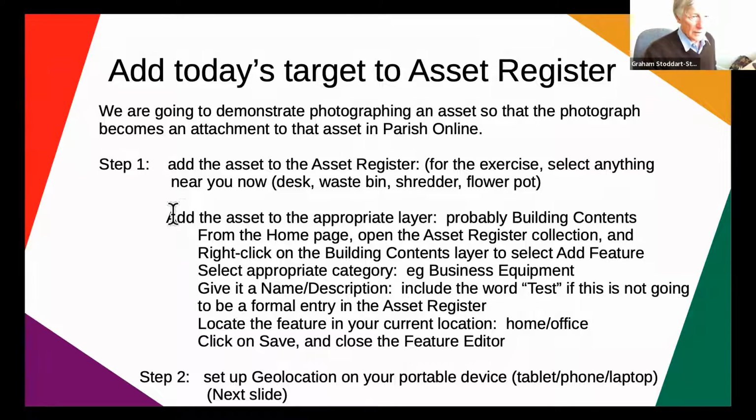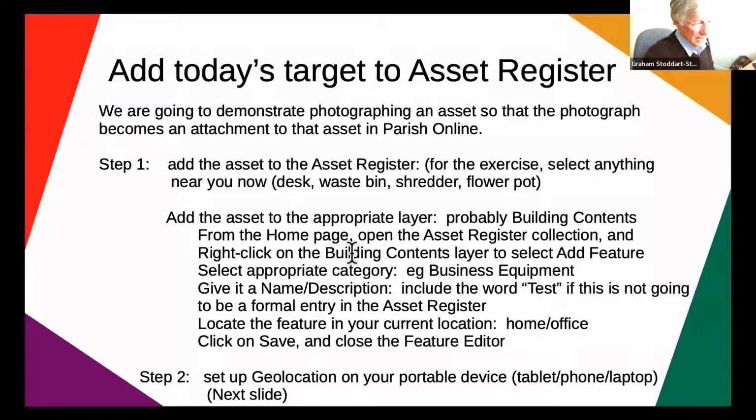So you're going to do this. I'm going to sit back and do nothing. So what's on my screen now is what I'd like you to do, please. And I'll walk you through it verbally so you can get on with it on your screens in Parish Online. So you need to go into the asset register and select a layer. And the one I suggest you take in is something like building contents, because that's where you're going to add your waste paper bin or your flower pot or your shredder or whatever it is. So you go into the asset register collection. You right click on the building contents layer until you get the add feature, and you click on that.